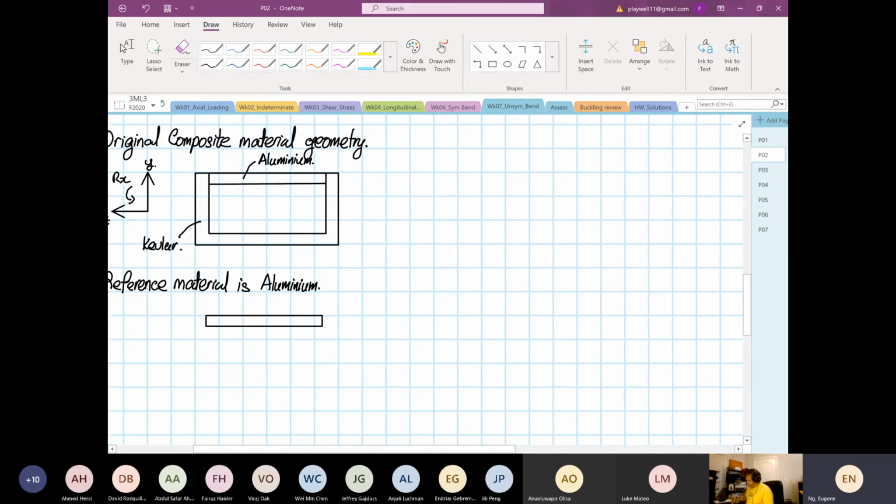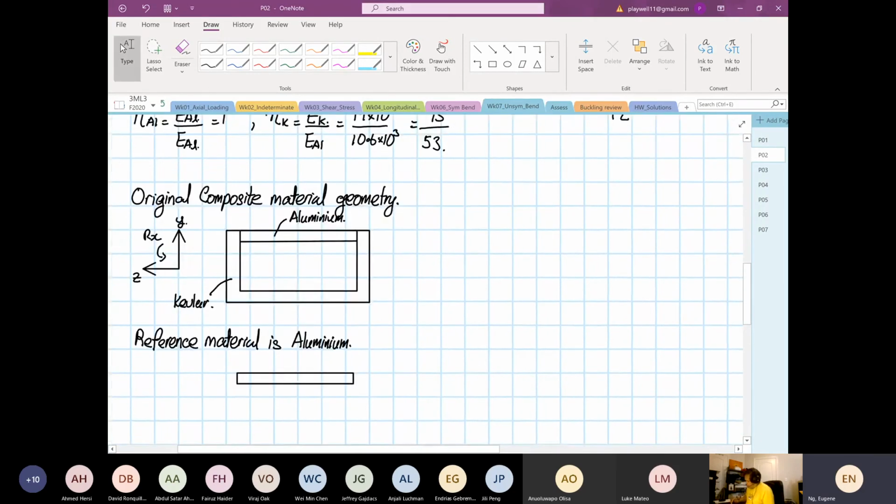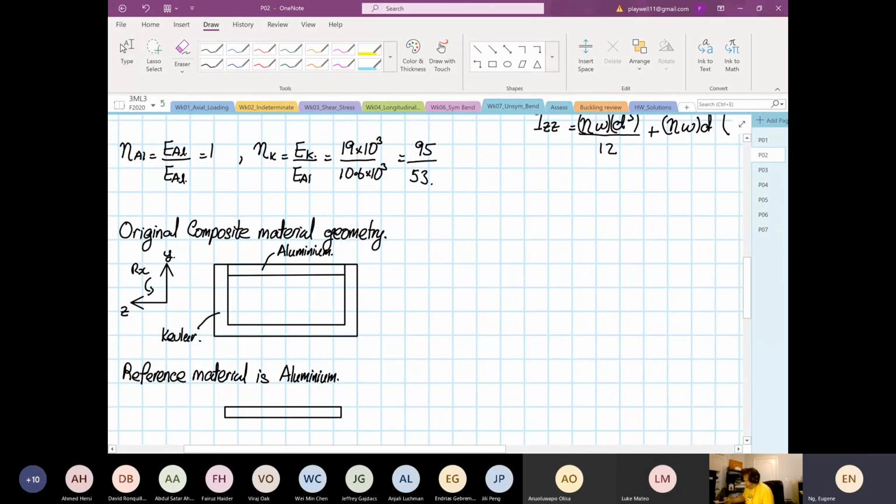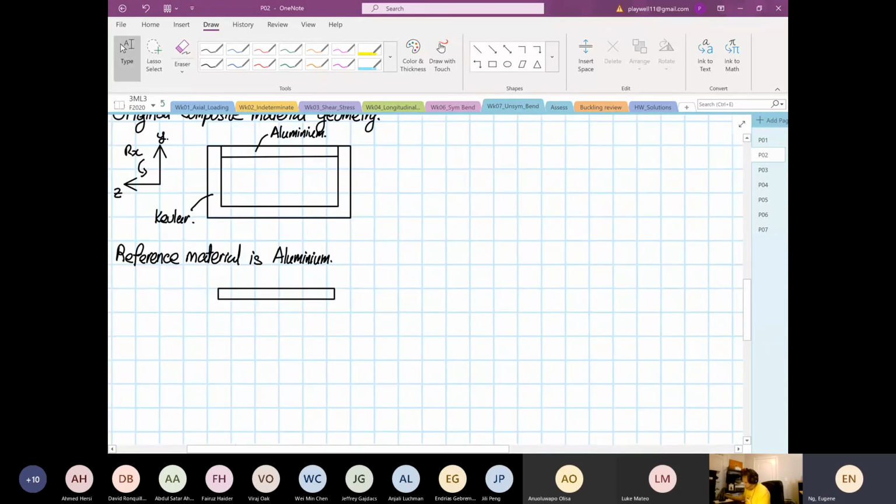However, now the Kevlar is like 95 over 53, which is 1.792. So that's the coefficient. Again, the depth did not change. Only the width changes. So I'm going to sketch this out. Now our thickness changes, so I'm going to eyeball this.